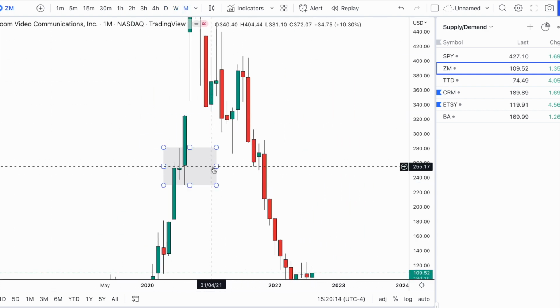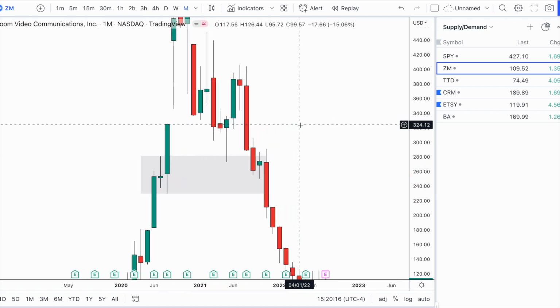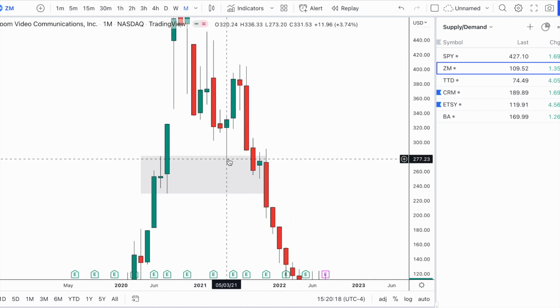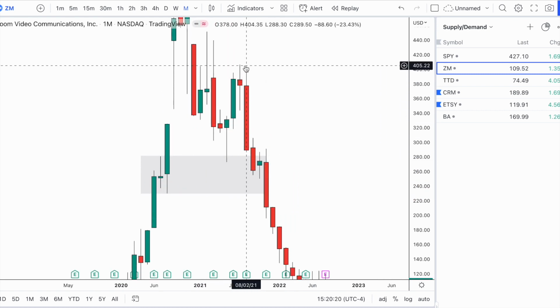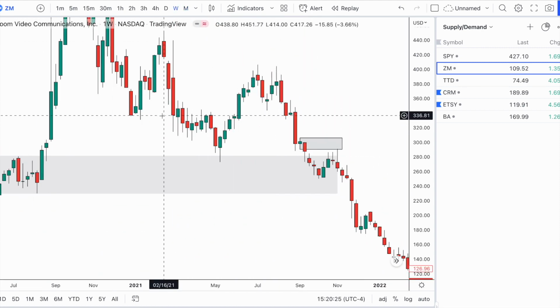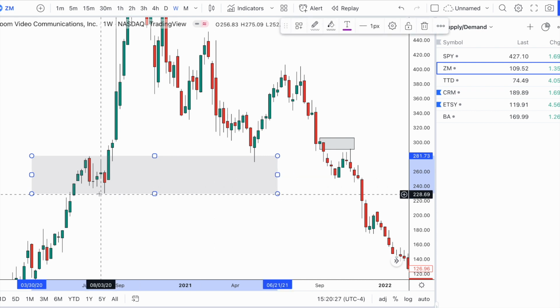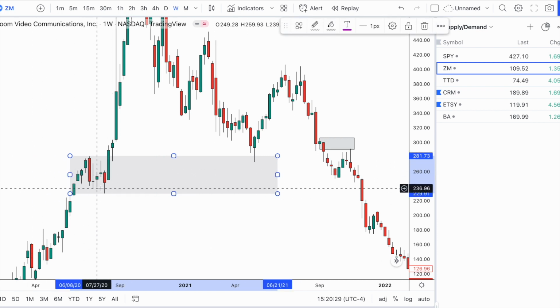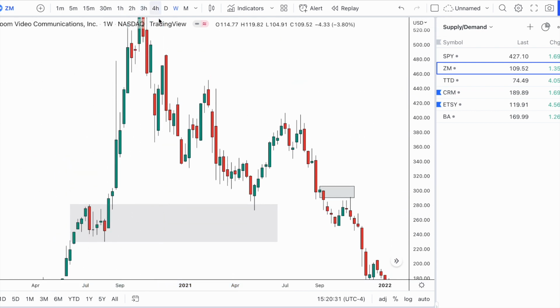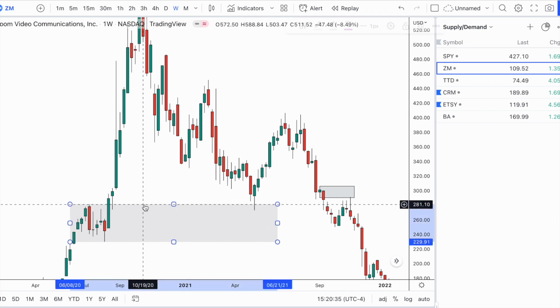So go back to the monthly. It would just be like that, and then we draw that zone out. And you can see price came back in, tapped the top of the zone, and then ended up going all the way back up to 405. If we look at the weekly, it's a little bit easier to see. We have this big zone here, price ended up going higher, came back down, tested it, and then had a nice bounce, right?